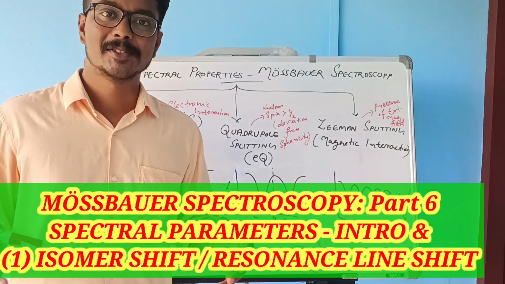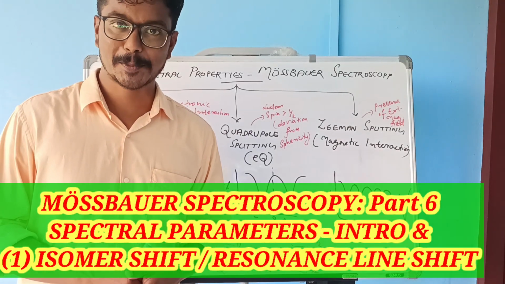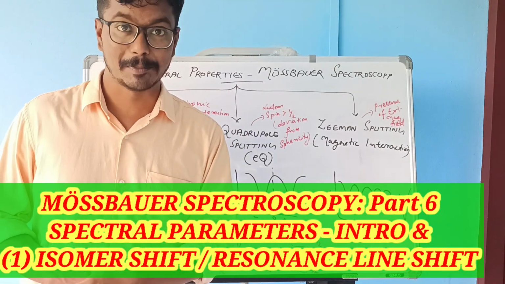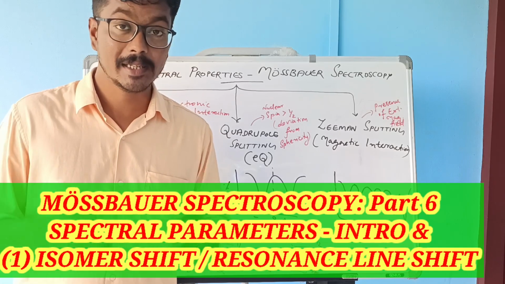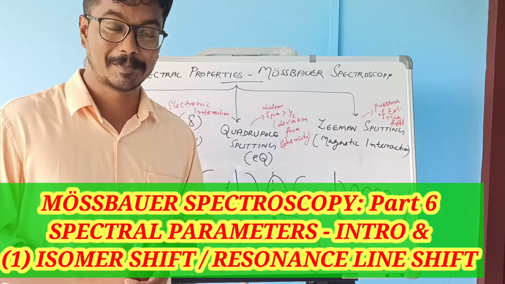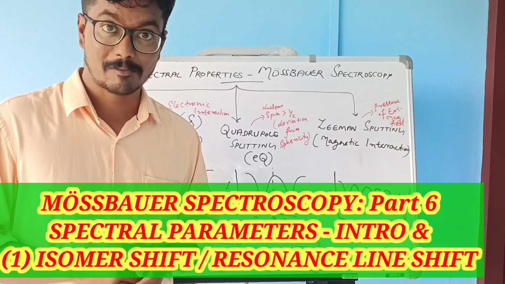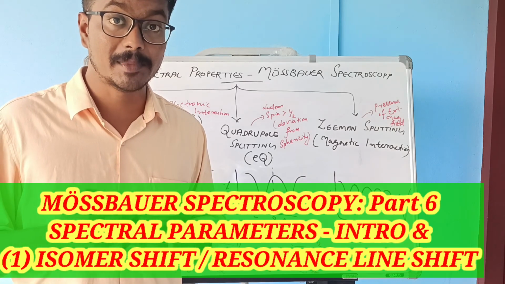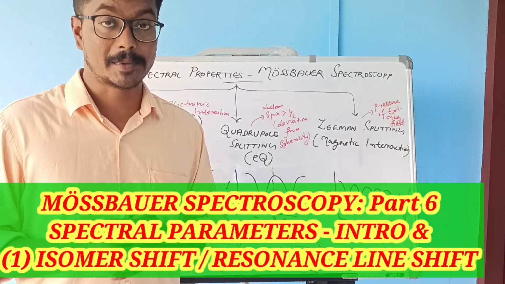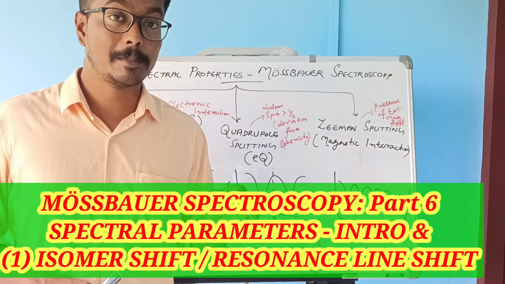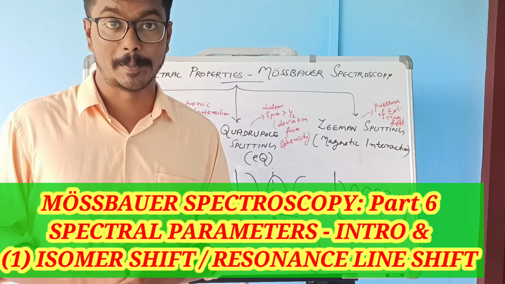My dear students, so far we have discussed Mössbauer spectroscopy up to the instrumentation part. What if we get a spectrum from the Mössbauer spectrometer? How can we analyze it? What information can we infer from the spectrum? For that purpose, we need to understand the spectral parameters of Mössbauer spectroscopy.